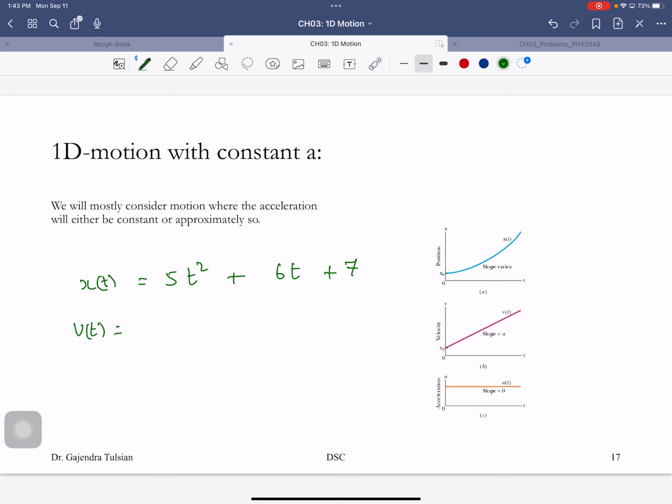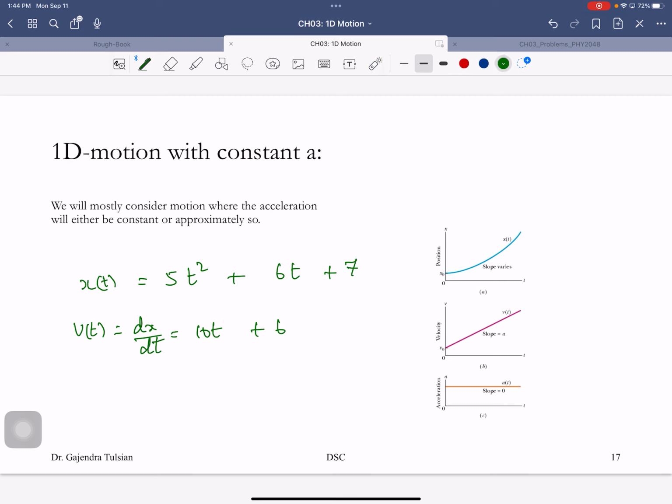What is velocity? dx by dt. Quickly, my friend, help me out. What's velocity? 10t plus 6. So you see, if position is a polynomial, velocity is a polynomial of degree 1 less.